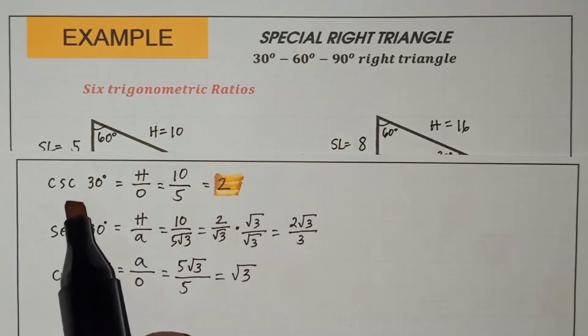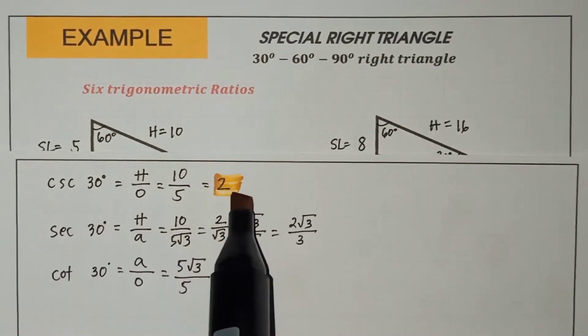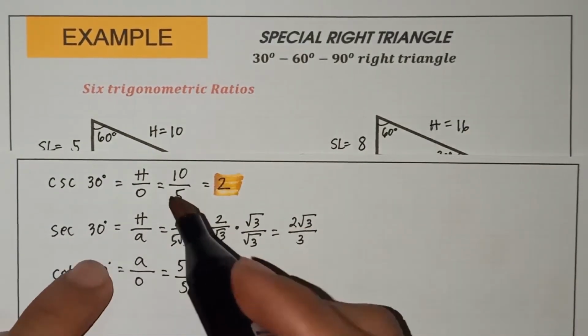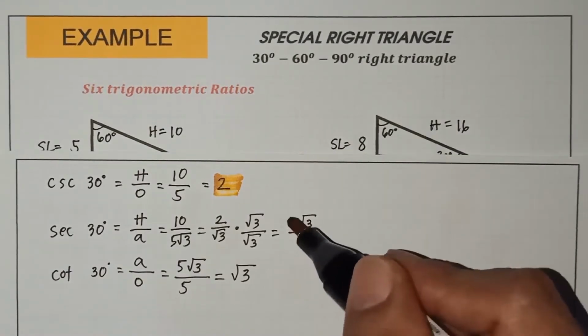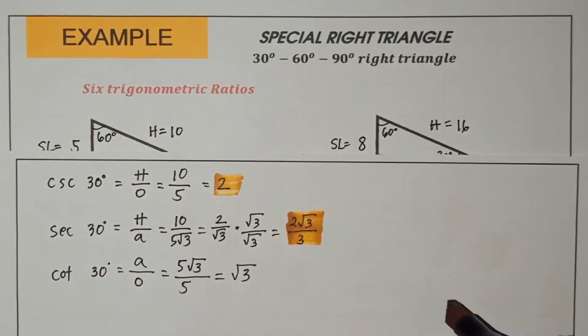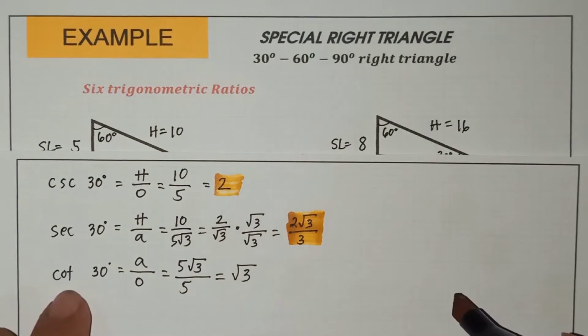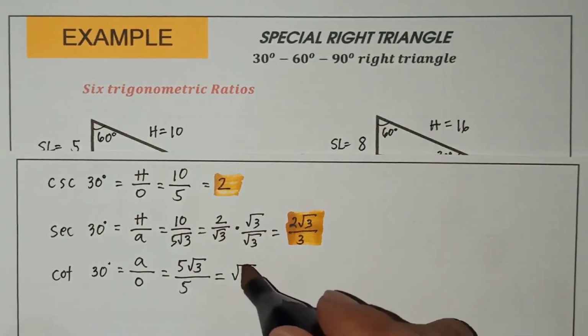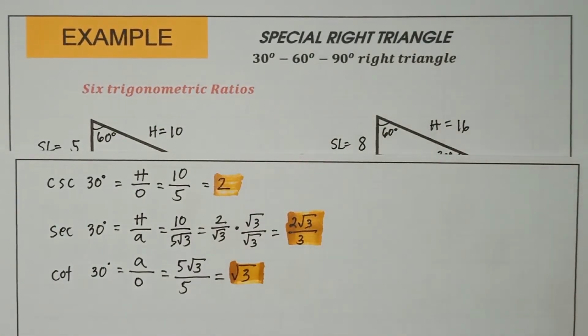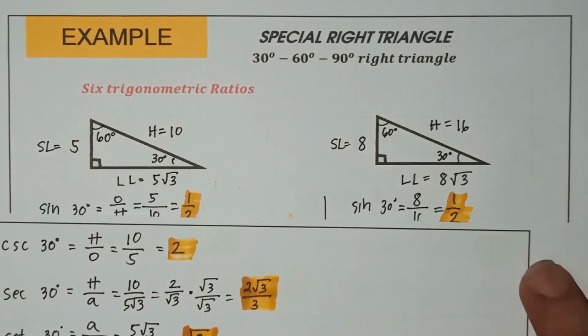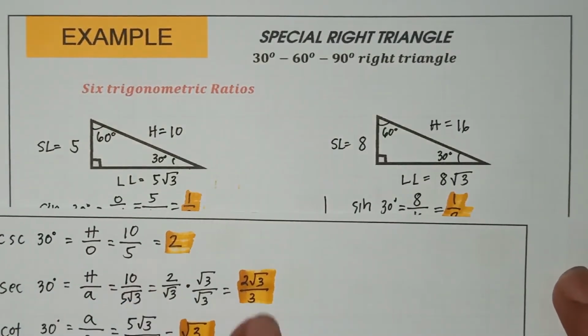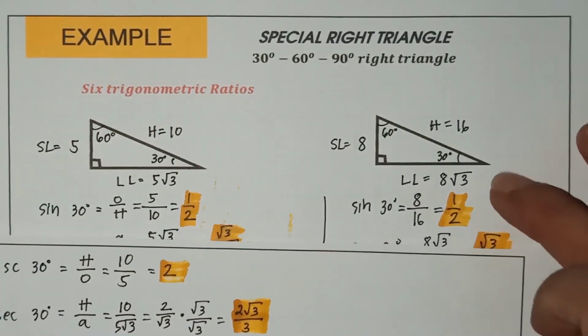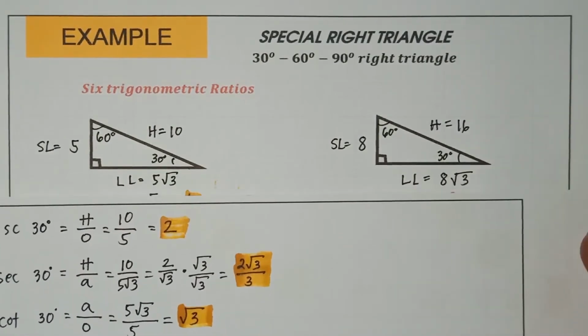So the value of cosecant 30 is 2. The value of secant 30 is 2 square root of 3 over 3. And the value of cotangent 30 is square root of 3. We will see if these values are also the same with the value of another illustration. So let's see.